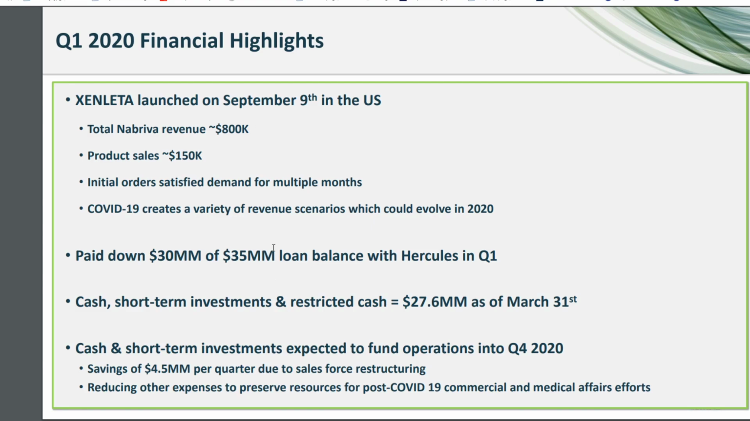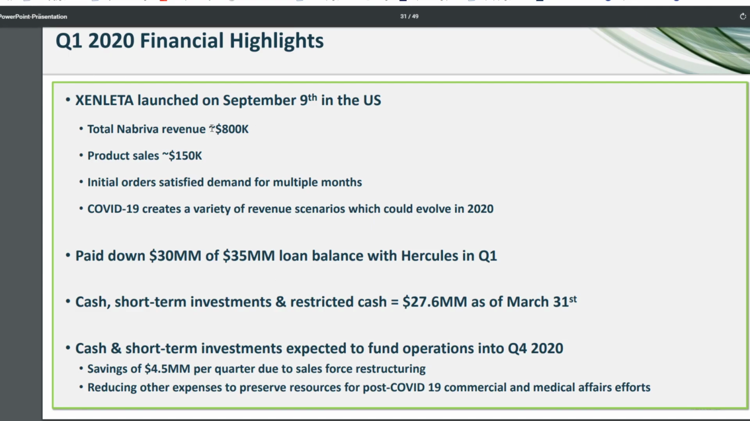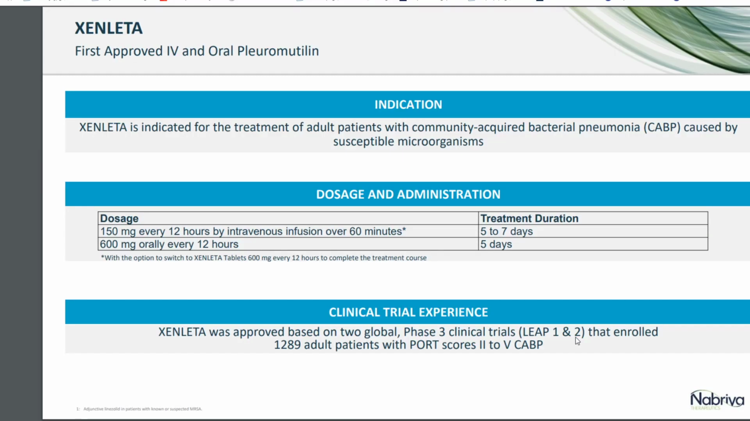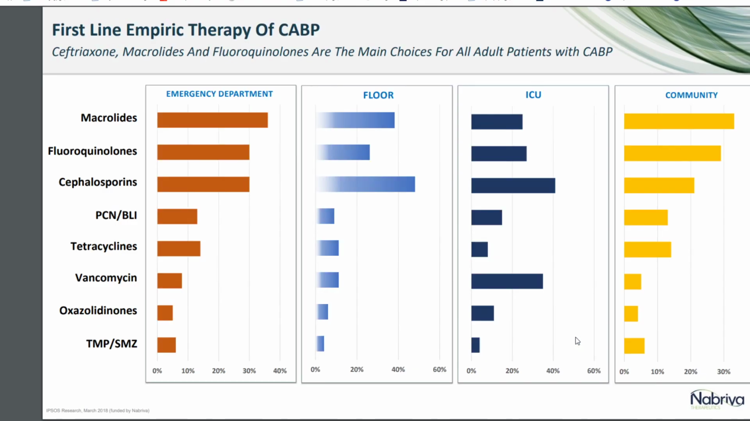Q1 2020 financial highlights. They had Nabriva's revenue of around 800,000, with 150,000 from product sales. Paid down 30 mm of the 35 mm loan balance with Hercules in quarter one. They have cash of around 27.6 mm as of March 1st. What else are we looking at here? So they have enough cash. I don't suspect that they have another offering sometime soon with the amount of cash they have, although I'm not 100% sure in terms of their current spending.